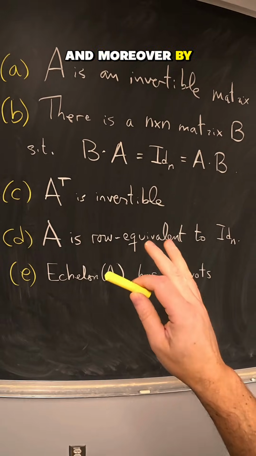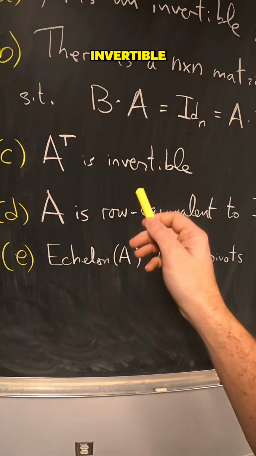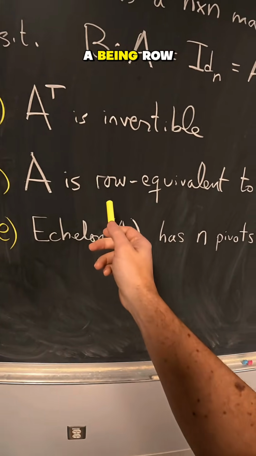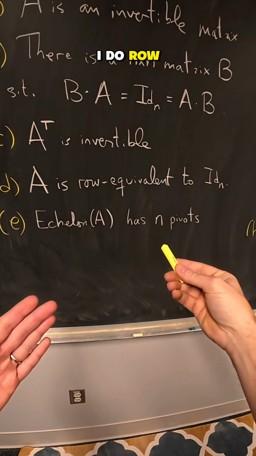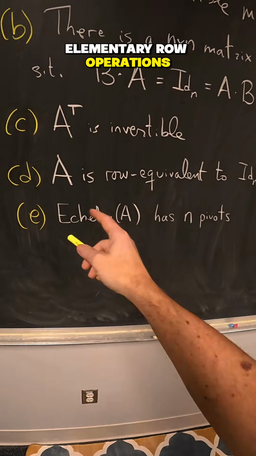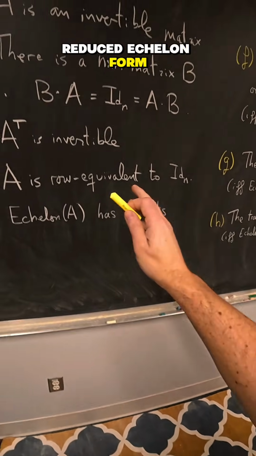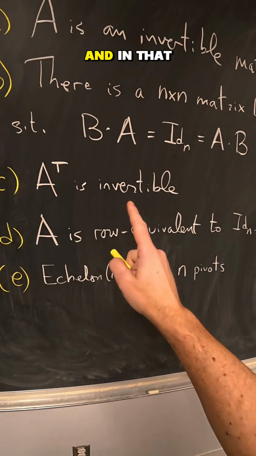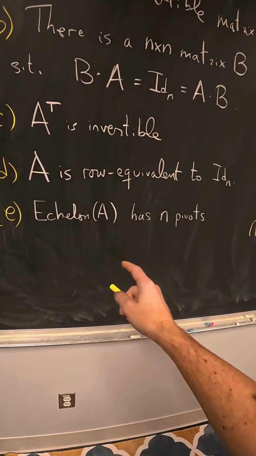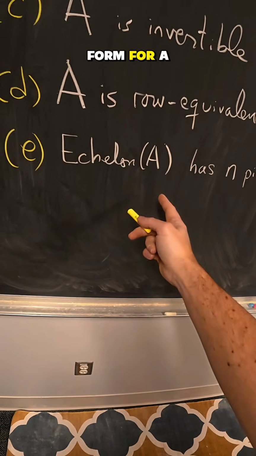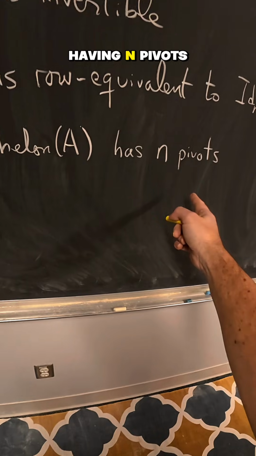And moreover, by the way we compute the inverse of a matrix, we know that being invertible is equivalent to A being row equivalent to the identity. Meaning that if I do elementary row operations to A, and I'm able to get to the identity in its row reduced echelon form, then A is invertible. And in that case, being row equivalent to the identity is equivalent to any echelon form or the row reduced echelon form for A having n pivots.